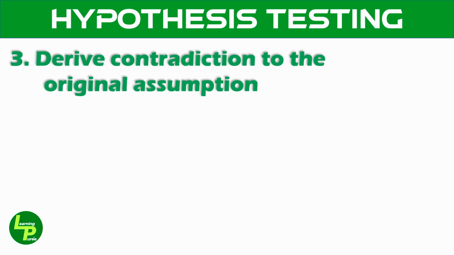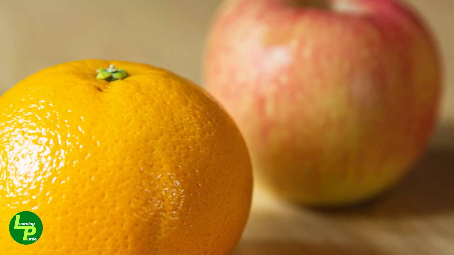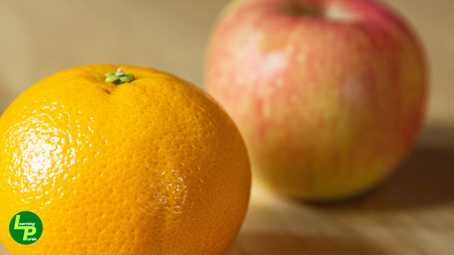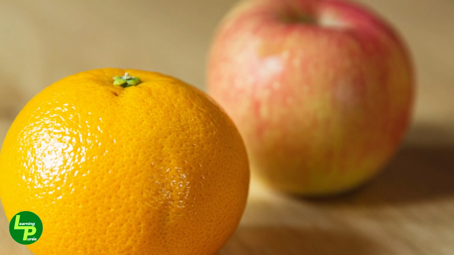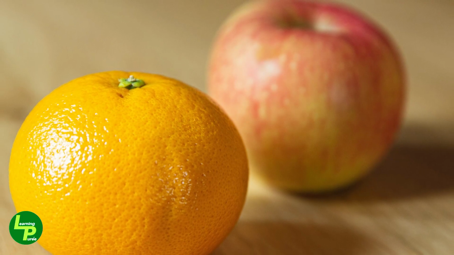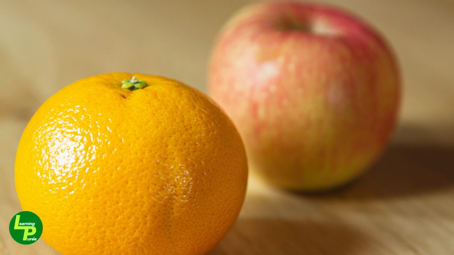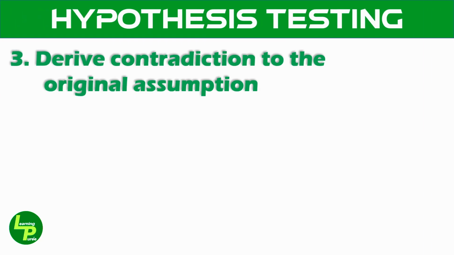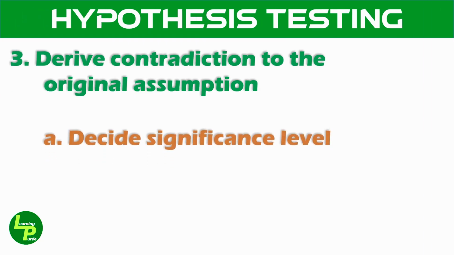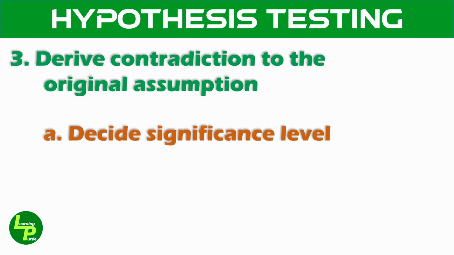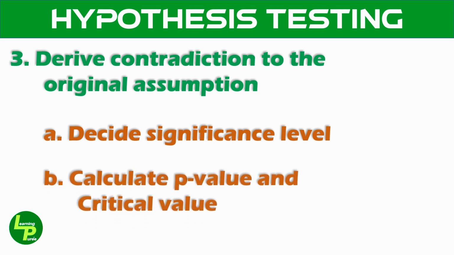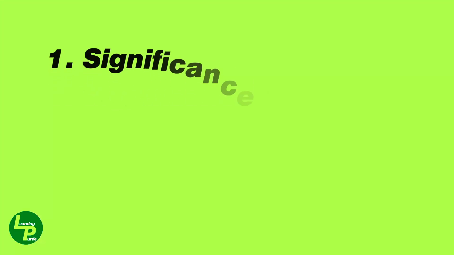Now comes the third and the most important step of testing the assumption we made in step 1. The third step is to find whether there exists any contradiction to the claim in the first step. The third step consists of 2 intermediate steps, which are A, to decide the significance level, and B, the actual calculation of either the p-value or the critical value. We will understand what these values mean in a bit of time.